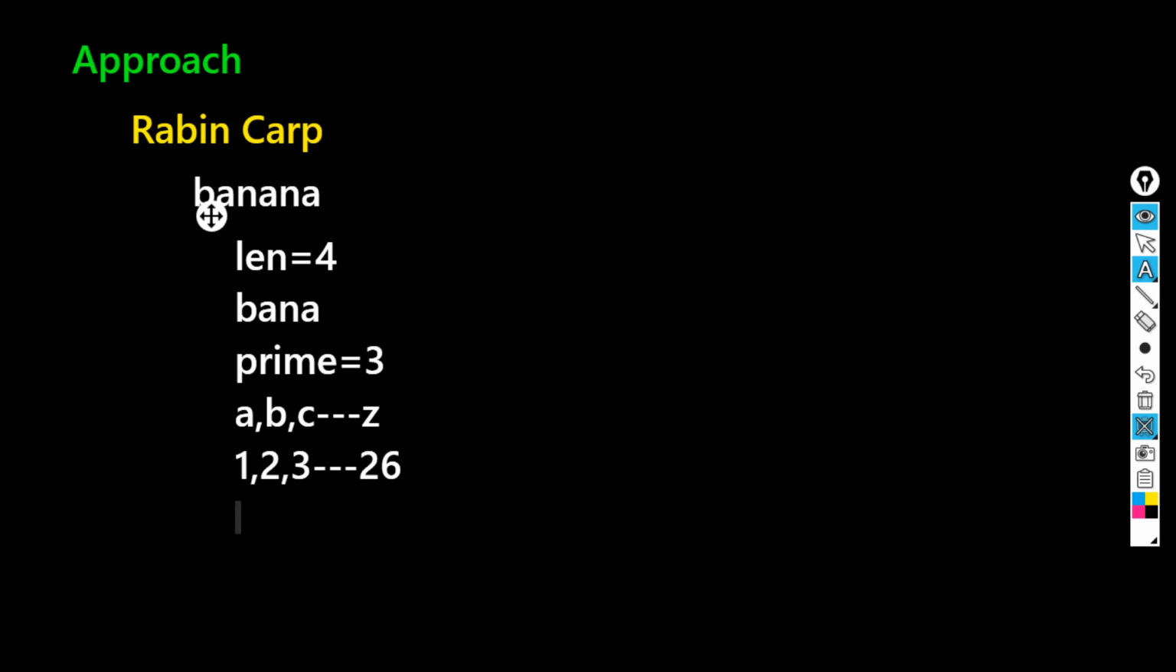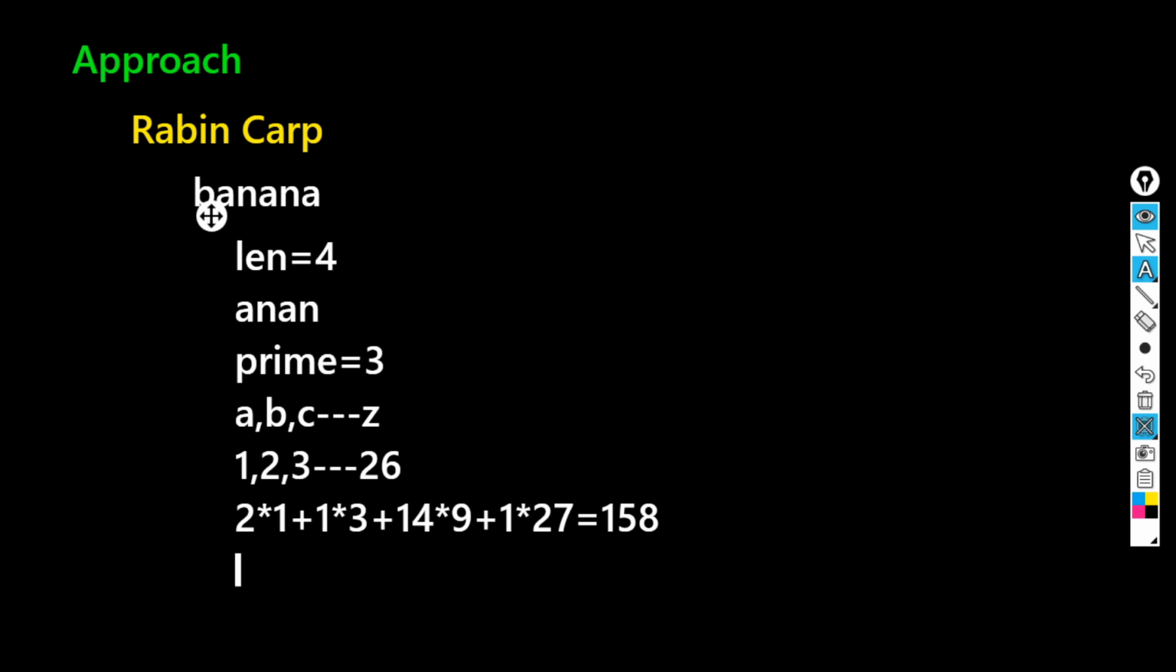Now we have to find out the hashing value. So what will it be? It will be B, so 2 multiplied by 1 plus 1 multiplied by 3 plus 14 multiplied by. So the hashing value for BABA will be 158 after the calculation. Now we have found the value for BABA. Now we have to find it for the next substring.